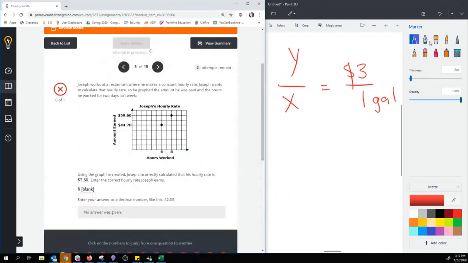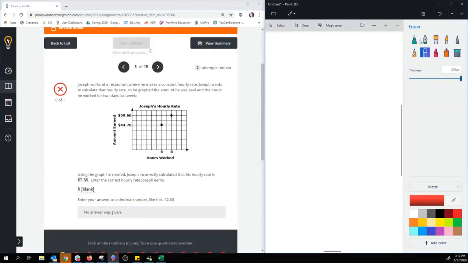Alrighty. The next one. So Joseph works at a restaurant where he makes a constant hourly rate. Joseph wants to calculate that hourly rate, so he graphed the amount he was paid and the hours he worked for the last 2 days. So one day it looks like he worked 6 hours, and when he worked 6 hours, how much did he get paid? When he worked 6 hours based off of this graph.